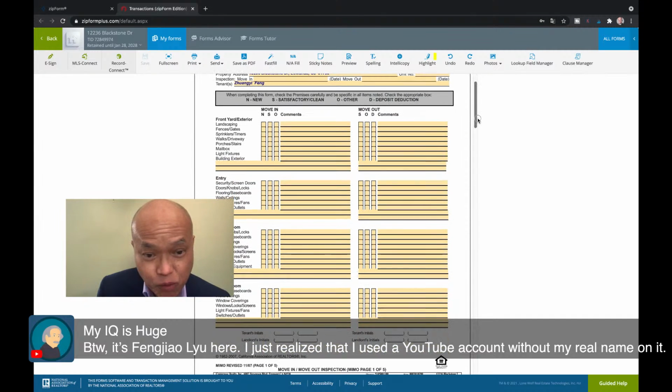And it says move-in, NSO. I think S stands for satisfactory. That's right. N stands for new. O stands for other. Okay. Now, here you have one that says deposit reduction, but that is on the move out.